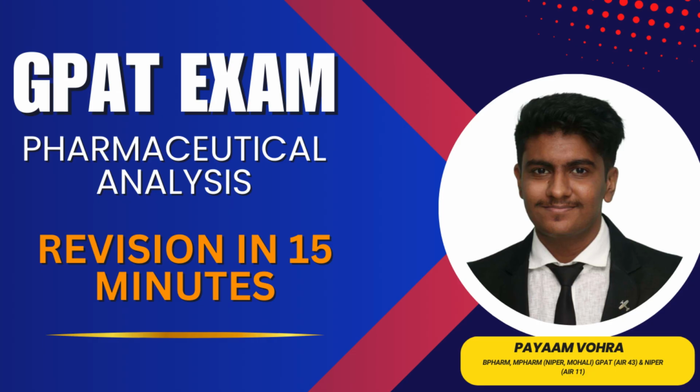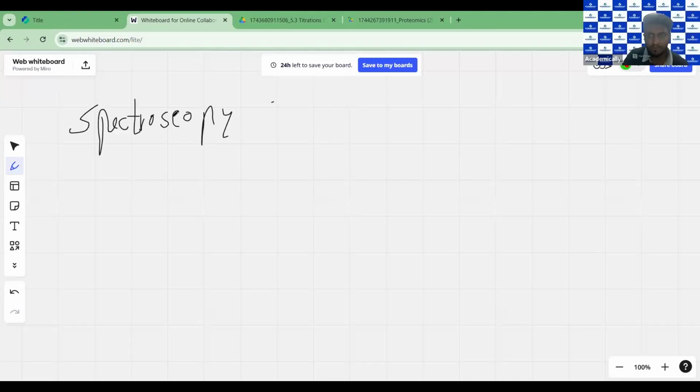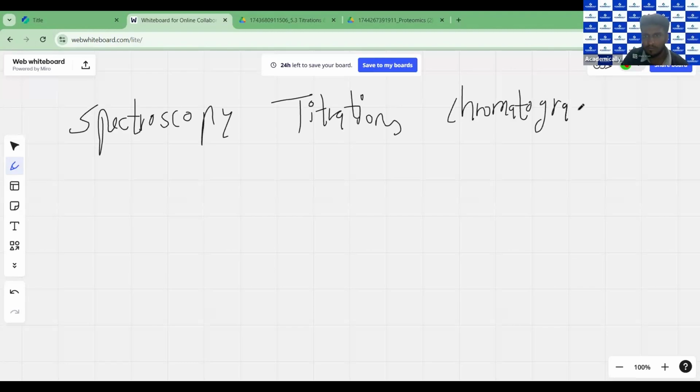So the three major domains from which you can expect questions from pharmaceutical analysis are spectroscopy, titrations, and chromatography. Okay, इससे ही questions आएंगे. From this only the questions are going to come up.